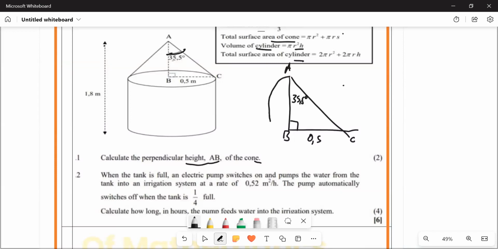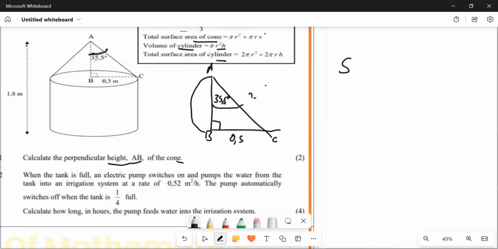AP is the perpendicular height. How would you determine AP? Now, usually we will say to learners, a learner can do that if they know what this is, they can use the theorem of Pythagoras. But here they are given an angle. For the fact that they are given an angle, they can use trig ratios.